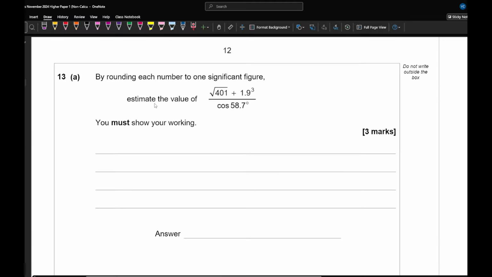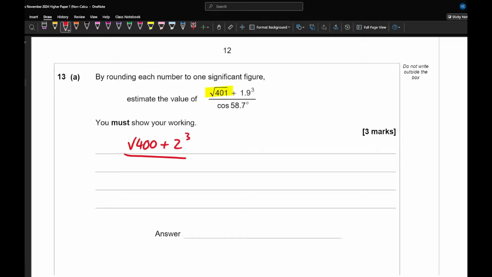Moving on to question 13a, it says by rounding each number to one significant figure, estimate the value of root 401 plus 1.9 cubed over sine 58.7. So for this, what we establish is that if we round root 401 to the nearest square number, that's going to give me root 400, plus rounding 1.9 gives me 2, so that becomes 2 cubed, and cos of 60 equals these. So what I need to do is now work out the values of these.